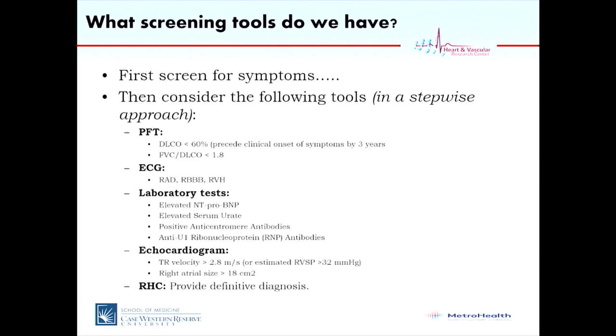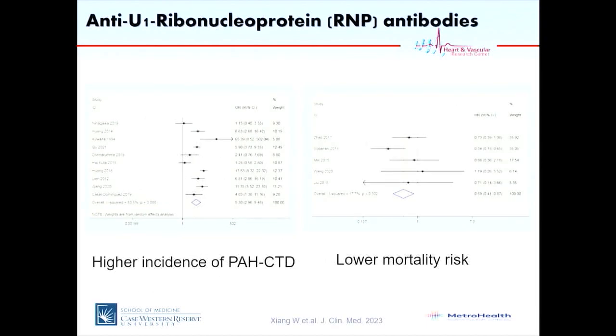What is recommended in the guidelines is that we start with a pulmonary function test, ECG, and a laboratory test looking for congestion, and for identifying those patients who might have a higher incidence of pulmonary arterial hypertension, and then echocardiogram and right heart catheterization as the definitive diagnostic tool.